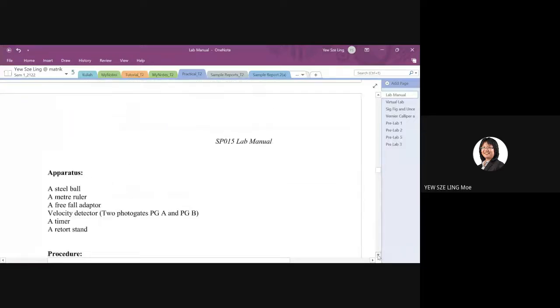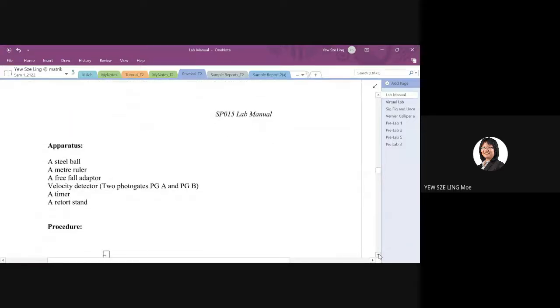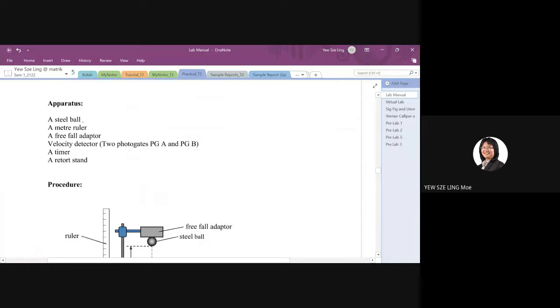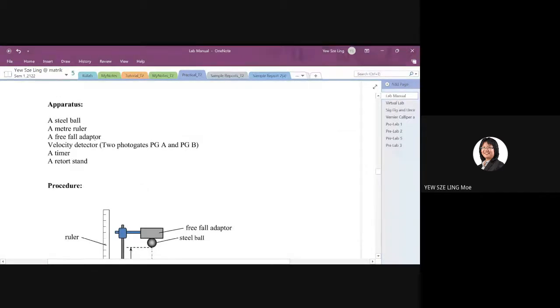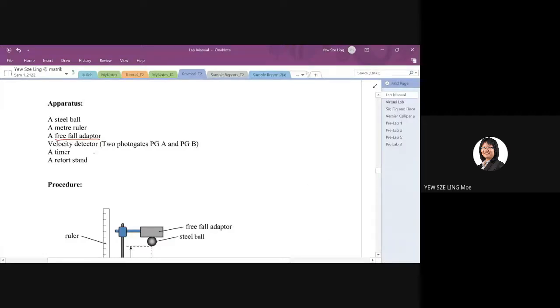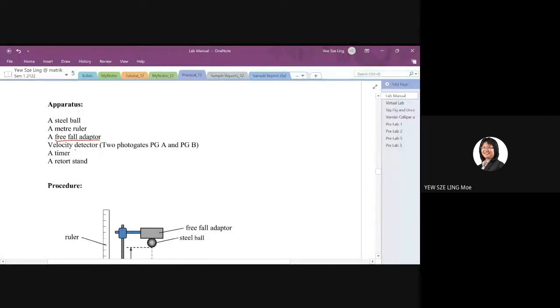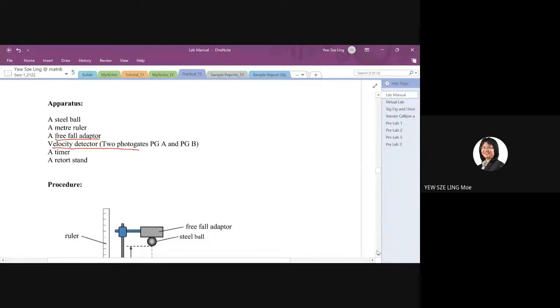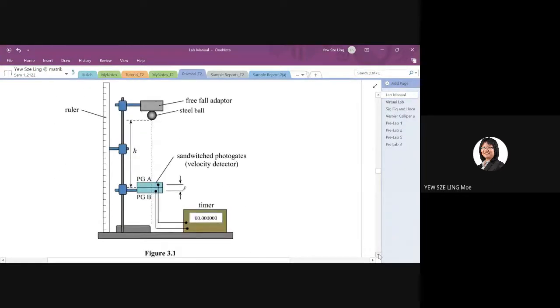I'm going to skip it because we have learned it in the lecture. So the apparatus, you have a steel ball, a meter ruler, a free fall adapter. Now, free fall adapter is a new term to you. Also we have a velocity detector, which is the 2 photo gates, and then a timer and a retort stand.